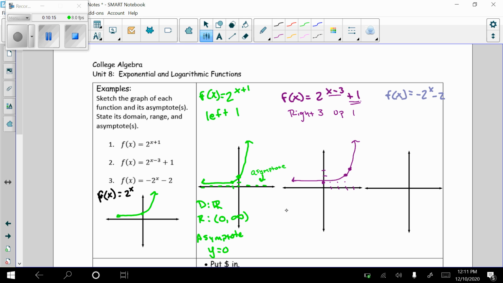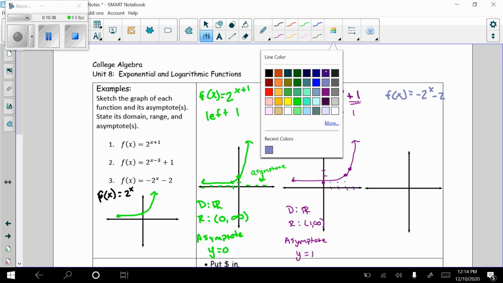The domain for this function is still all real numbers. The range, though, has now shifted up 1, so we're going from 1 to infinity. And then the asymptote has also moved up to y equals 1.